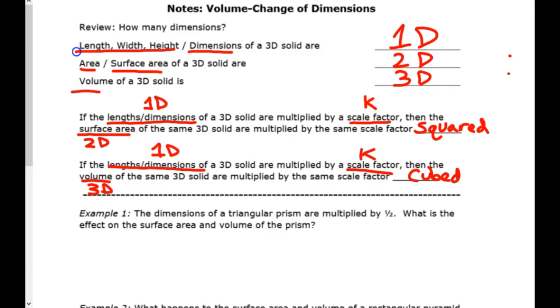Okay? So we're going to have 2 possibilities. If we go to surface area, you square it. If we go to volume, you cube it. That's it. Okay? We're not even going to do the working backwards. We're just going to keep it simple.